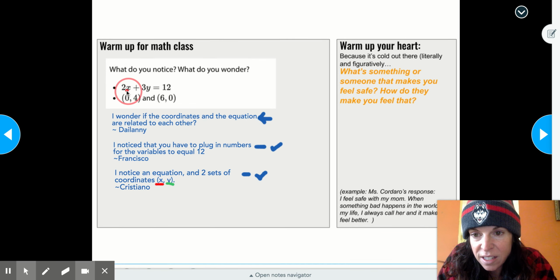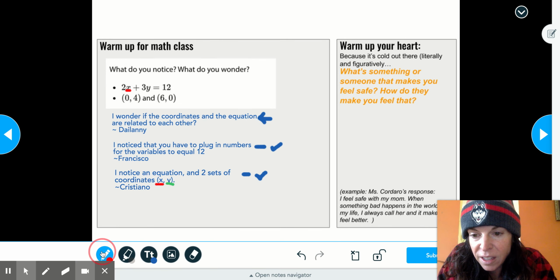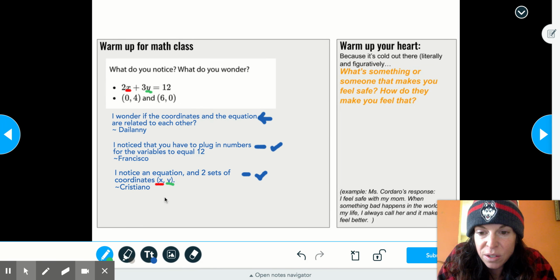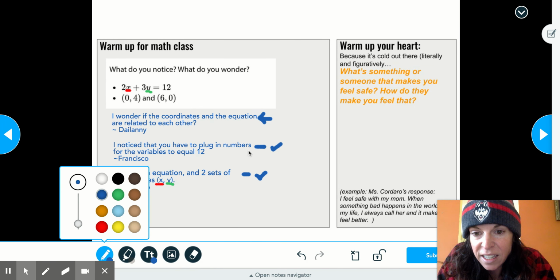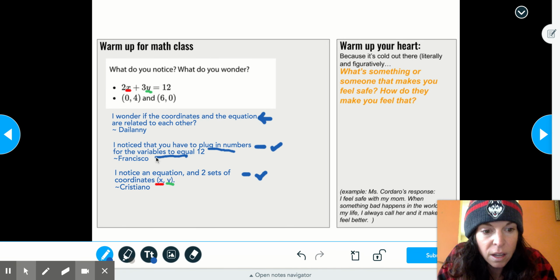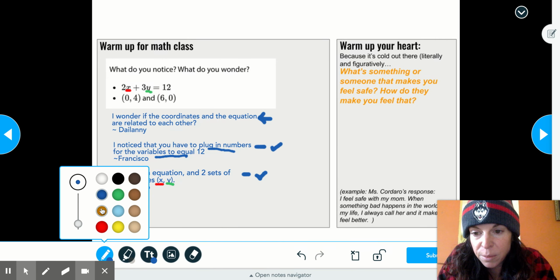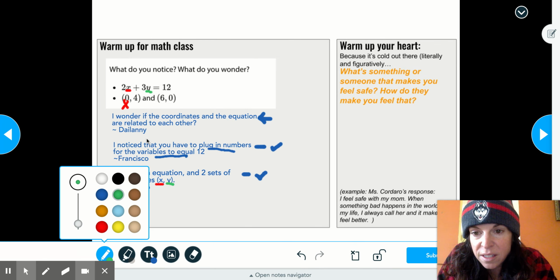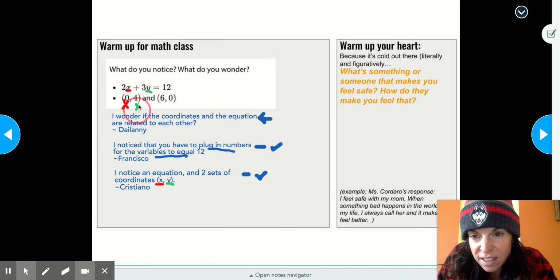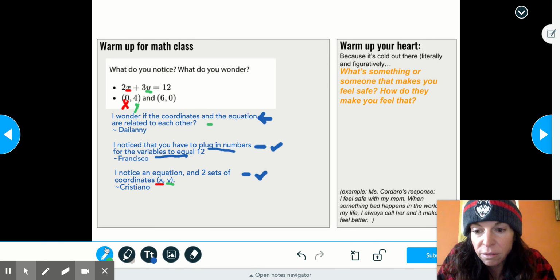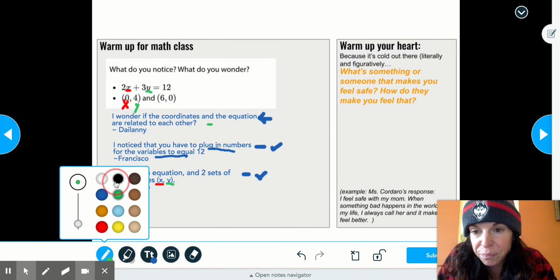This equation has an x, and the equation has a y. And this student said that if we plug in numbers for the variables, it will equal 12. Well, we have a set of variables. We have an x, and we have a y. Shall we see if this first student is correct that these sets are related and see if this x and y will equal 12? Let's see.